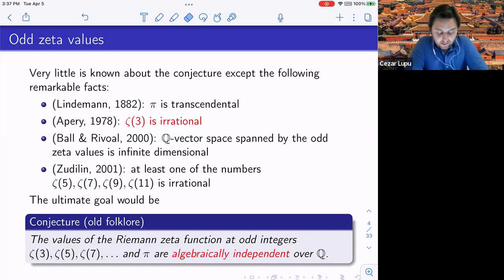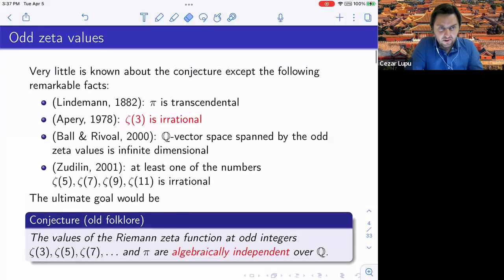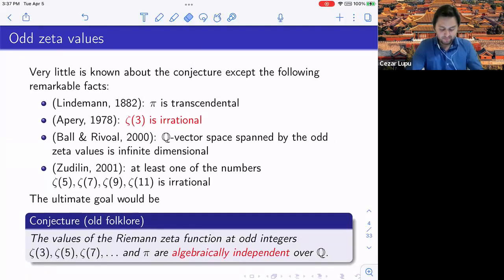Well, since then, there is another result of Ball and Rivoal, and they proved that the Q vector space spanned by odd zeta values is infinite dimensional. So in particular, there are infinitely many irrational numbers among the odd zeta values. And of course, there are some other results here, but I don't want to get into that.